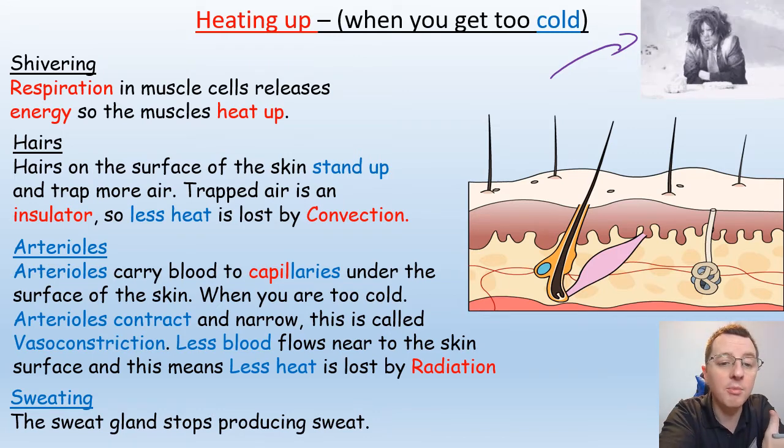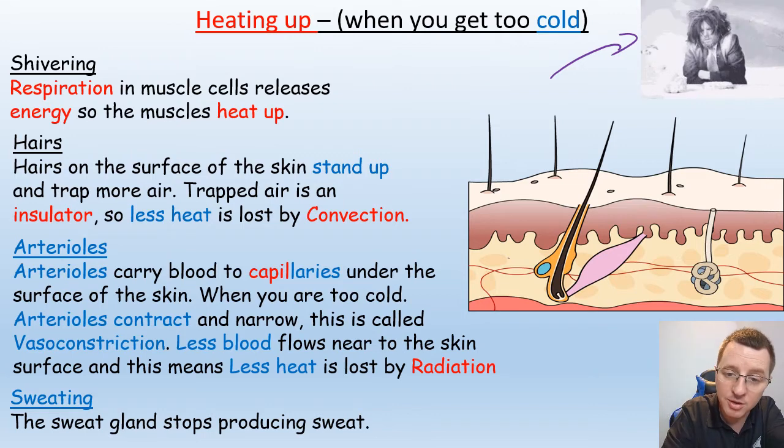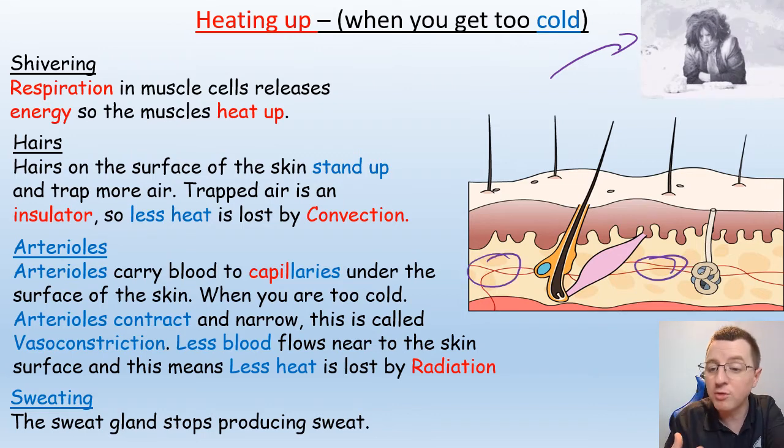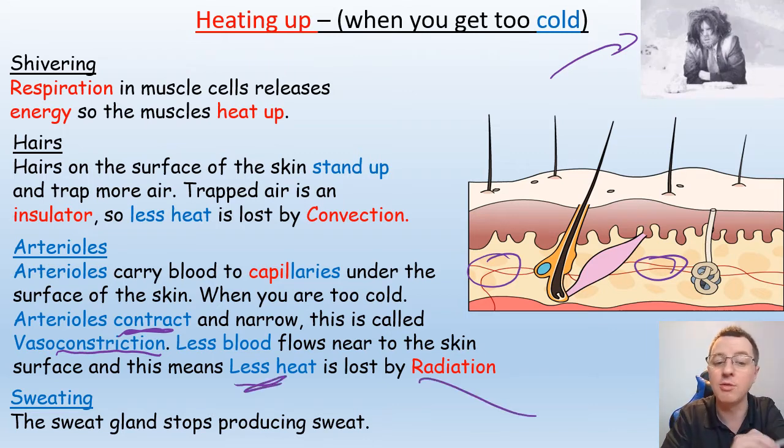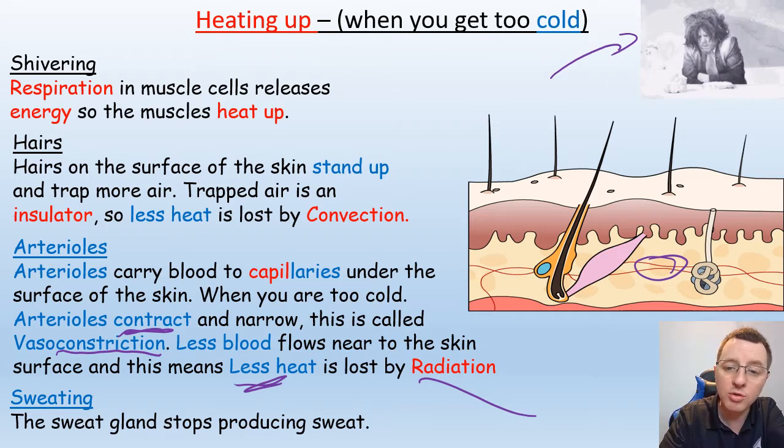You may also notice the arterioles, which carry blood to capillaries under the surface of the skin. And you can see some arterioles here. These are blood vessels that are quite thick and quite wide. They're not quite as wide as a full artery, but they are certainly a lot wider than the capillaries that are running very close to your skin. When you're too cold, the arterioles will contract and narrow. This is known as vasoconstriction. And less blood will flow near to the skin's surface, and this means that less heat is going to be lost by radiation.